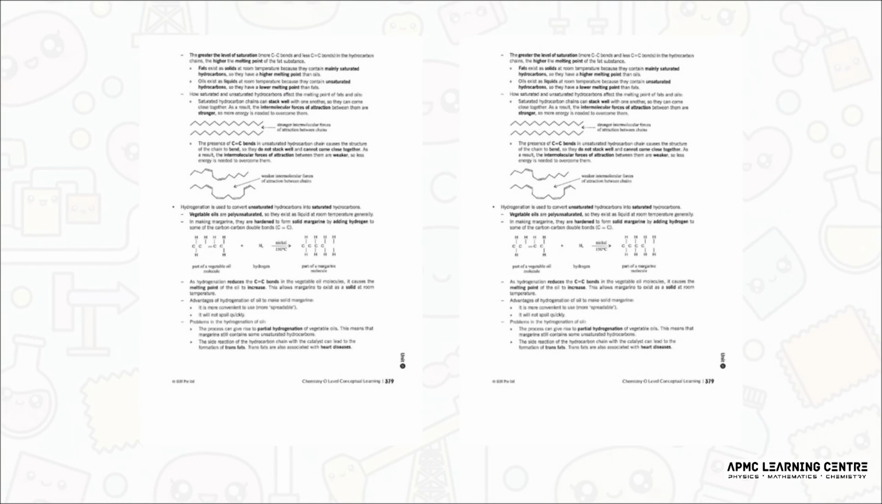Now check this out, because this is the key. Look at the effect that double bond has on the molecule's shape. On the left, in liquid oils, the unsaturated chains have these bends or kinks in them wherever a double bond exists. But on the right, in solid fats, the saturated chains are perfectly straight. This tiny difference in shape is everything.